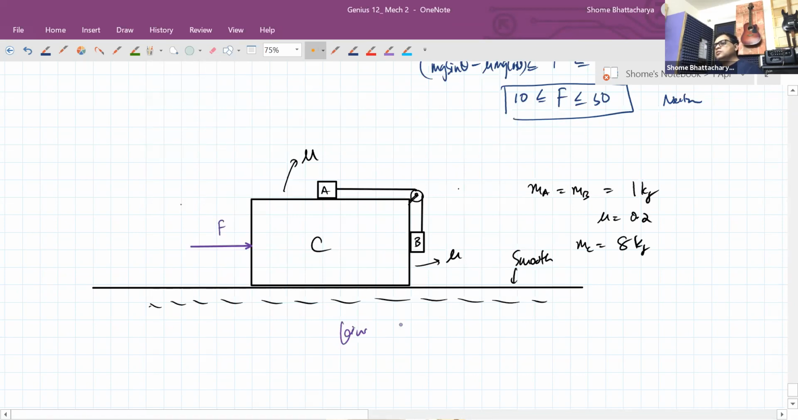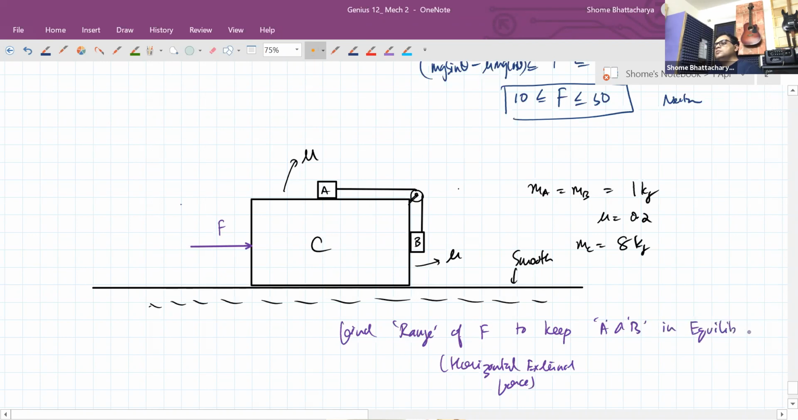So find the range of F, which is a horizontal external force, to keep A and B in equilibrium with respect to C.